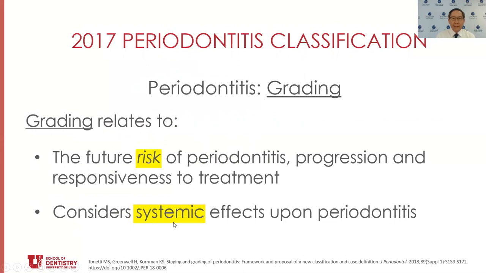And now we are considering the systemic effects upon periodontitis, specifically the effect of smoking and diabetes upon the periodontal attachment, and those folks have greater risk for continued progression of their attachment loss. In other words, they will be at greater risk for ongoing bone loss.